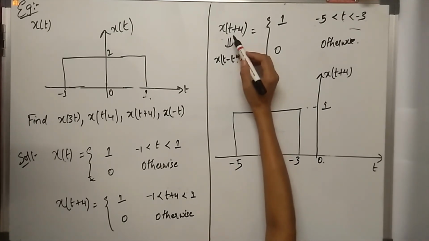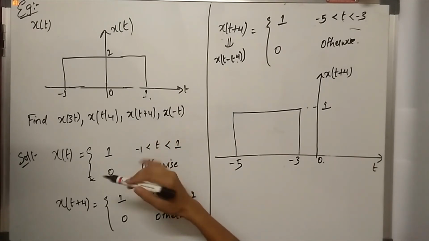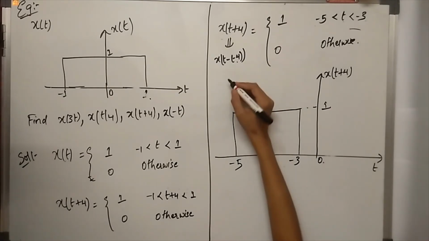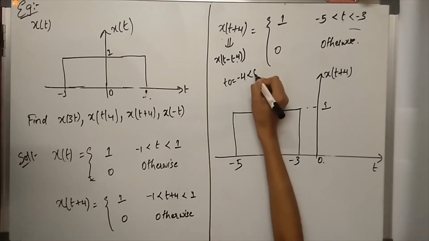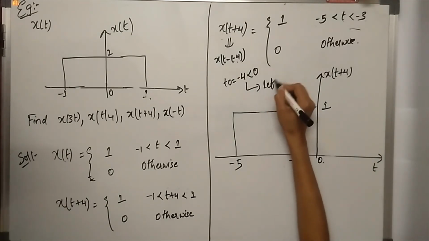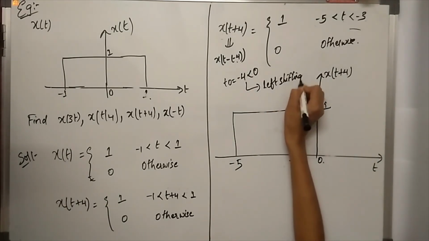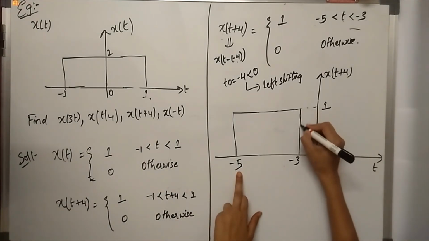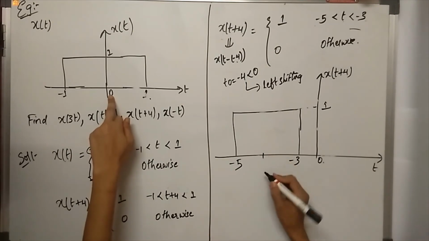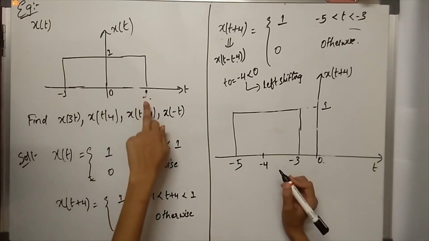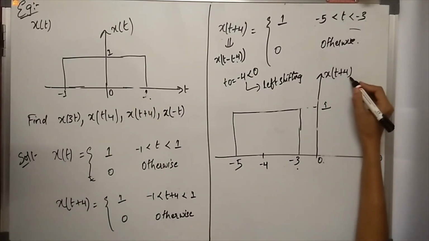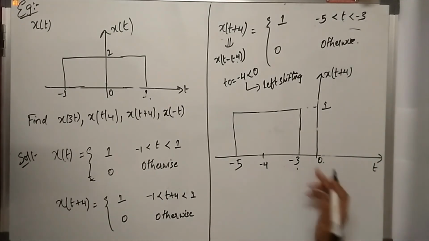Whenever they ask you to find x of t plus 4, always try to represent it in the standard form, x of t minus t naught, where t naught here is minus 4, which is less than 0. So this is nothing but left shifting by 4 units. When minus 1 is left shifted by 4 units, I get minus 5. When 0 is left shifted by 4 units, I get minus 4. When 1 is left shifted by 4 units, I get minus 3. So this is x of t plus 4. This is the first observation.